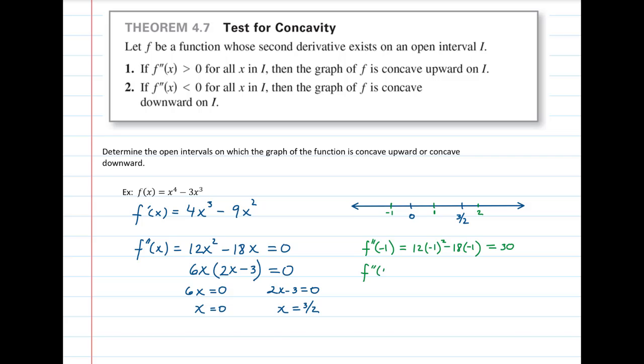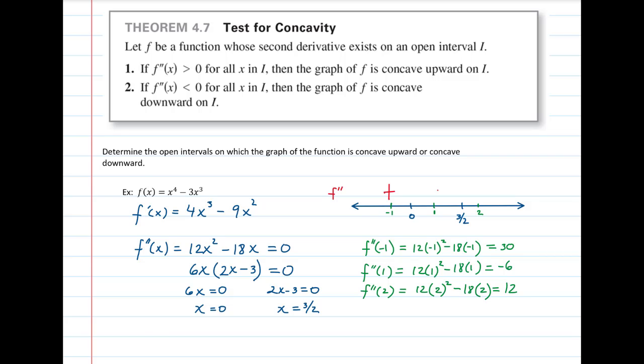All right, we do the same thing for our other two test values. Evaluating the second derivative at 1, we get -6. And finally, the second derivative at 2 is equal to 12. Now remember, all we care about are the signs here. So as you see on the first one, on that first interval, we got a positive. It was 30, so the whole interval is going to be positive for that second derivative.